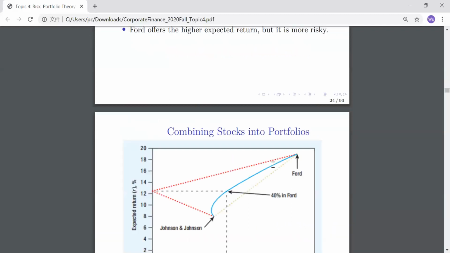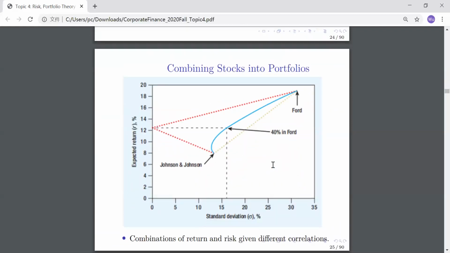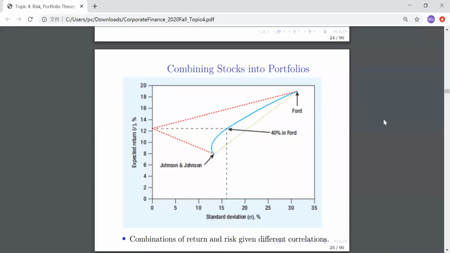Right? So let's represent these 2 stocks on a graph, right? So that we can illustrate the relation between expected return and standard deviation on a graph, right? By having these 2 stocks. So that is the graph that we're going to talk about.